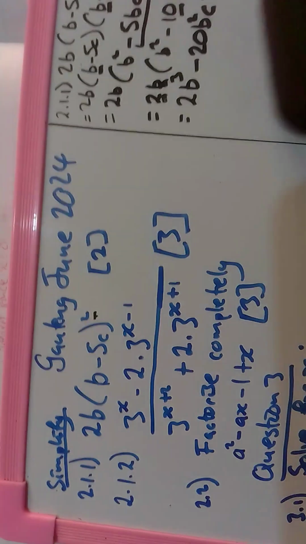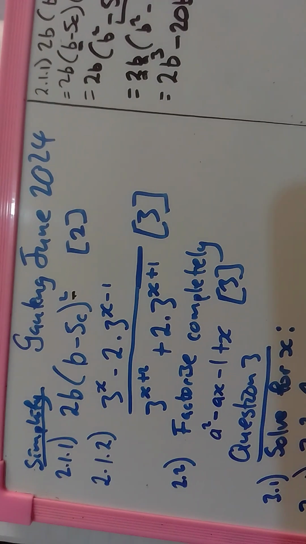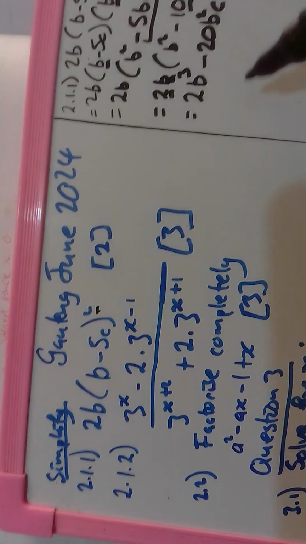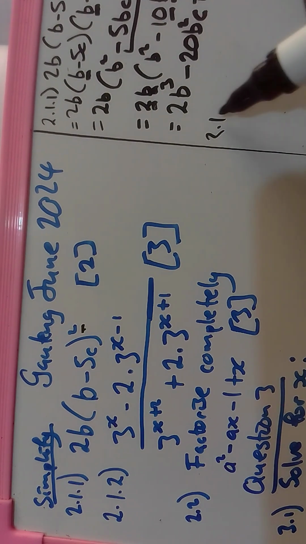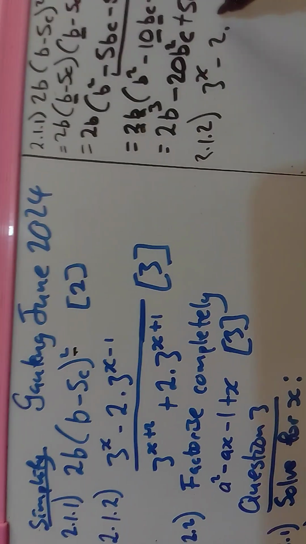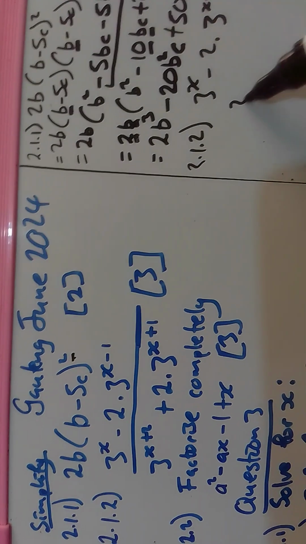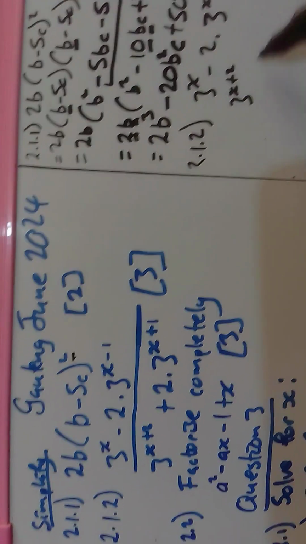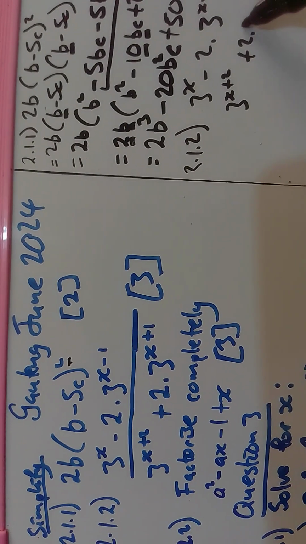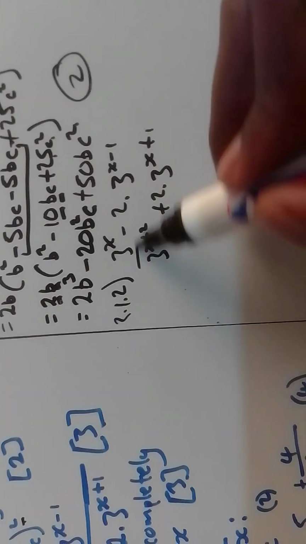What was the next question talking about? The next question wanted us to simplify this exponential expression. We're given 3 to the power x. So 2.1.2, we say 3 to the power x minus 2 multiplied by 3 to the power x minus 1, all over 3 to the power x plus 2 plus 2 multiplied by 3 to the power x plus 1 there. This is all over.